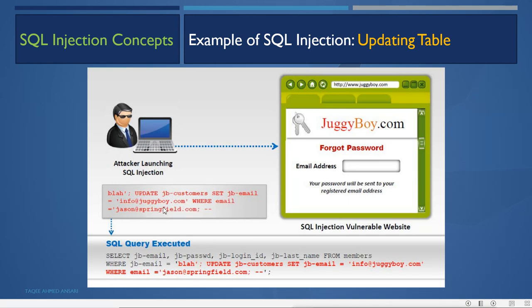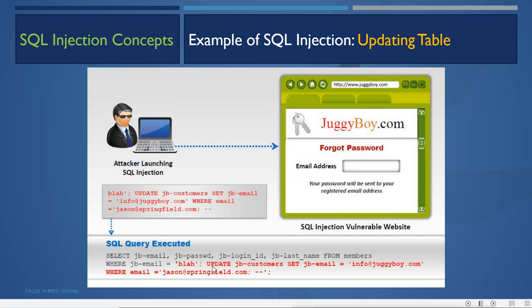So it is changing the email address of some user. This is the normal query: select from members where the email is equal to this. Now what did the attacker do? Add this blah here. The first quote is already there, it added the next quote, and after that it added a semicolon. After the semicolon, what happened? The first query will finish here and the next query will execute.